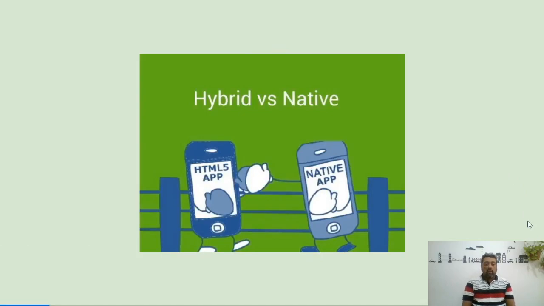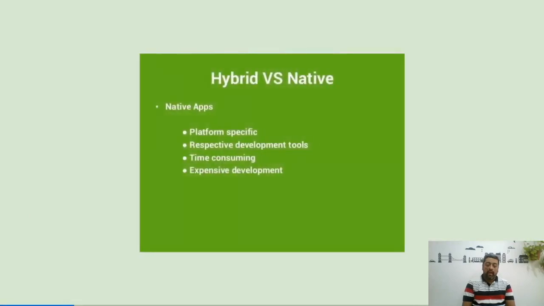So here we are discussing the development of hybrid mobile applications. First let me explain what a hybrid application is, and what the difference is between a hybrid and a native application. Let me explain native mobile applications first. A native app is a platform-specific app which targets a particular platform only, like Android, iPhone, BlackBerry. If you develop a native app for Android, it will work on the Android platform only. If you develop a native app for iOS, it will work on iPhones only.